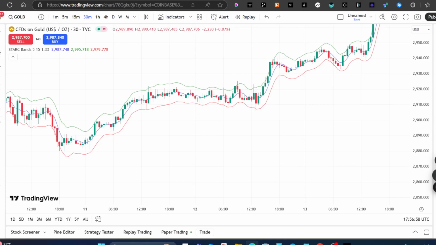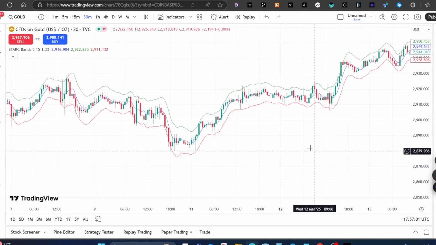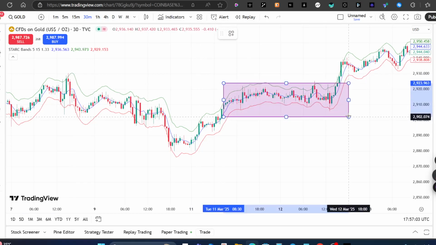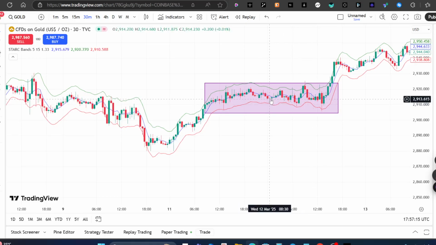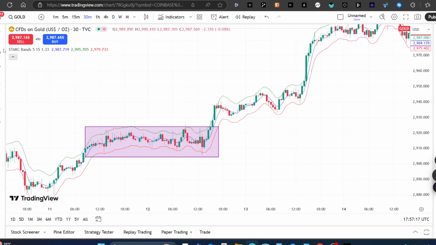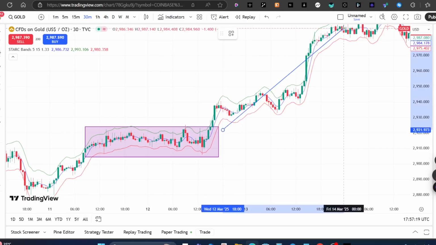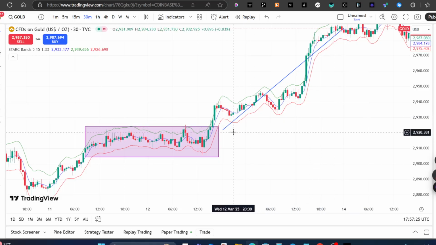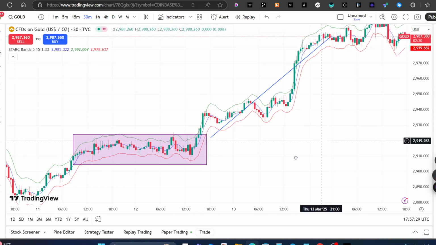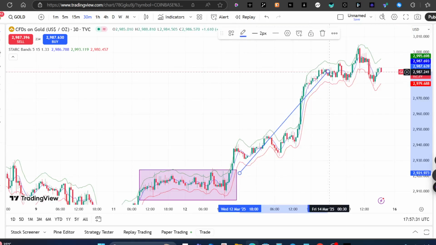Another way to use the Starc band is to watch for consolidation periods. When the bands are tight, it means the market is calm and the price is moving sideways, indicating a potential breakout in either direction. In this case, we had a breakout to the upside, right? So this is where your patience will pay off, because once the price breaks out of the consolidation phase, it could follow a strong trend, just like what we had happen here.